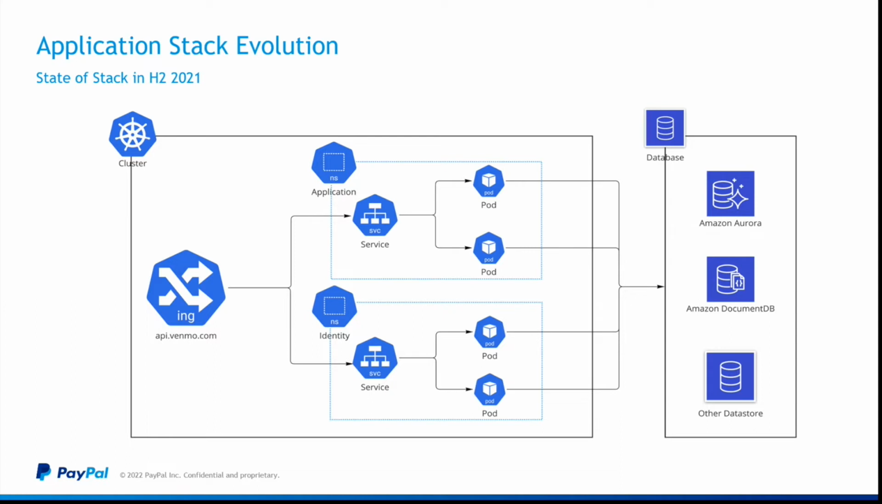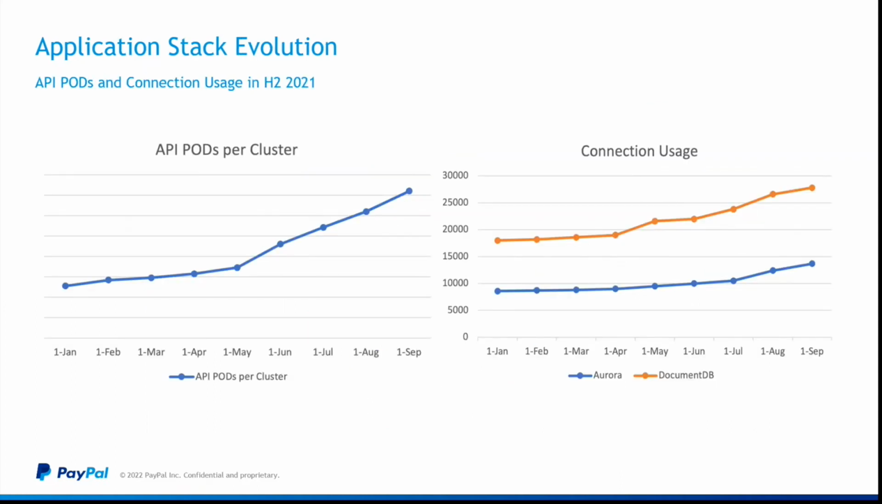Let's look at how things look in terms of the API pods that we are running in our cluster, as well as how things look with the connection usage because of that. As you can see, the API pods are continuously going up linearly, and so are the connections. From May, that's when we started separating the namespaces, till September, it's a continuous increase.